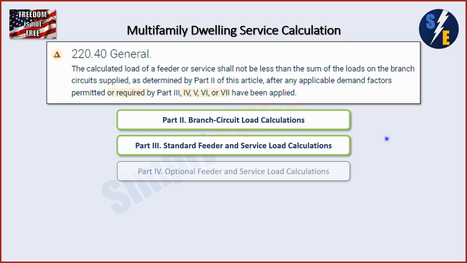Now it also mentions Part 4, which is the optional feeder and service load calculations. So here you have standard calculations with the demand factors that are allowed, but you also have this optional method that is just a different way to do the calculation. It's much faster, and it actually gives you a lower value. And so most of the time, this is a preferred method for an electrician when he's figuring out a load calc, is to use the optional method. But some cases you can't, and then other cases you wouldn't want to. You can get a lower value doing the standard, but that's pretty rare.